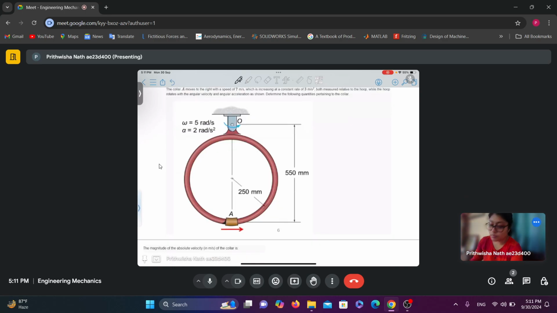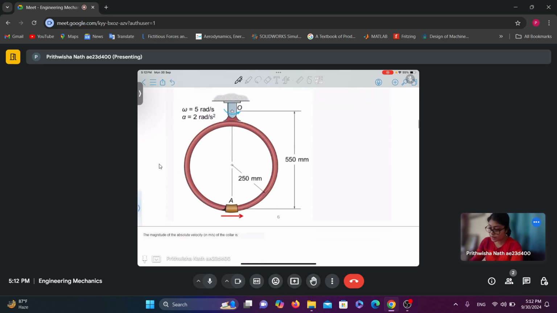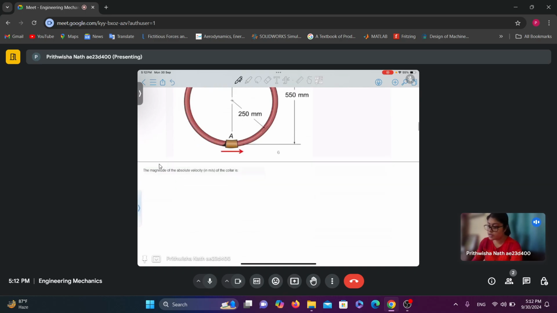So this is the collar, and the speed of the collar is given as 7 meter per second, which is increasing at a constant rate, which means its acceleration is 3 meter per second square, measured relative to the hoop. The hoop rotates with an angular velocity of 5 radians per second, and the angular acceleration of the hoop is 2 radians per second square. Now the question is the magnitude of the absolute velocity of the collar.